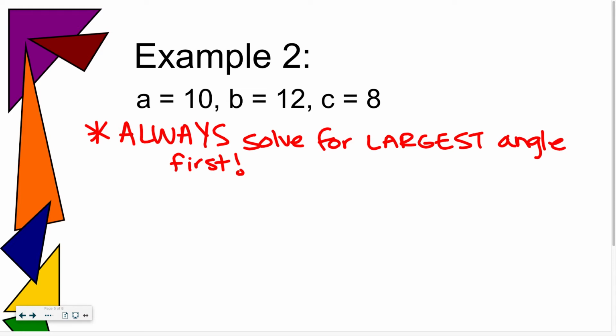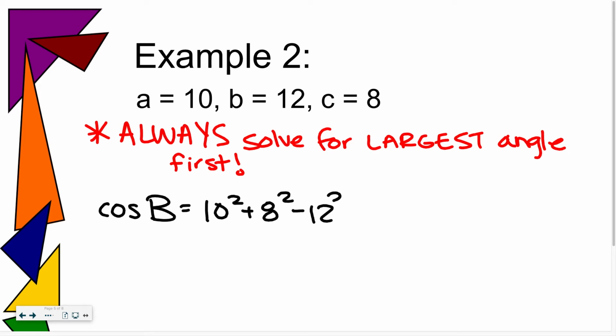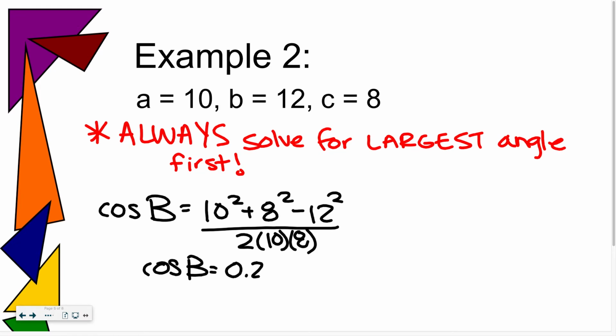So that would mean we would solve for which angle first? B. Okay, so we'll just show the setup for B, and we'll put up what that answer is. I won't solve the whole thing because we have one area formula to do. I'm getting 0.125, and then inverse cosine, which gives 82.82.